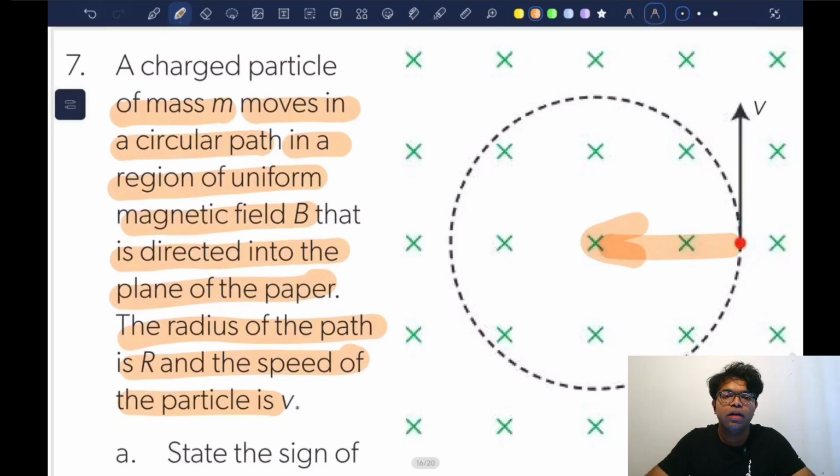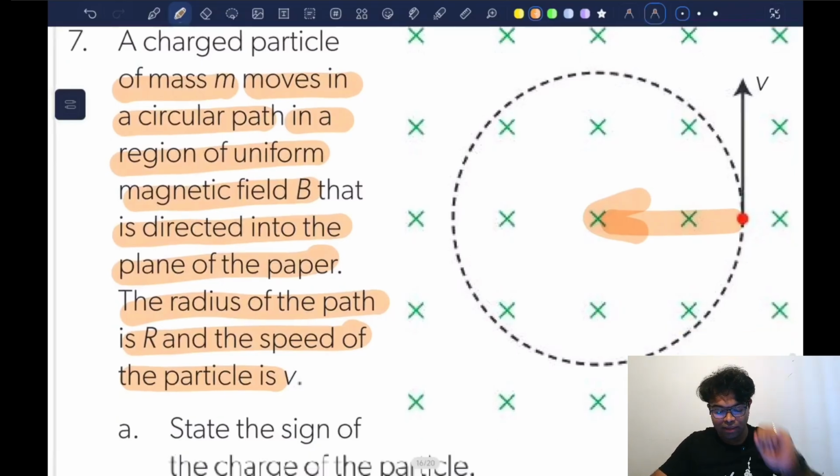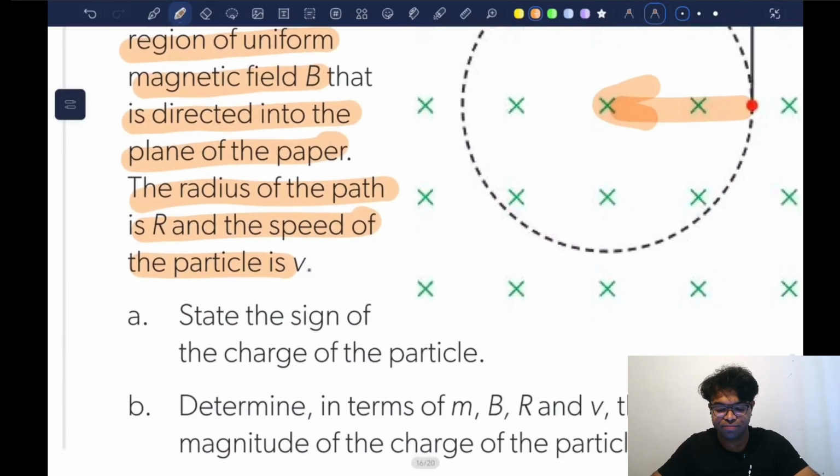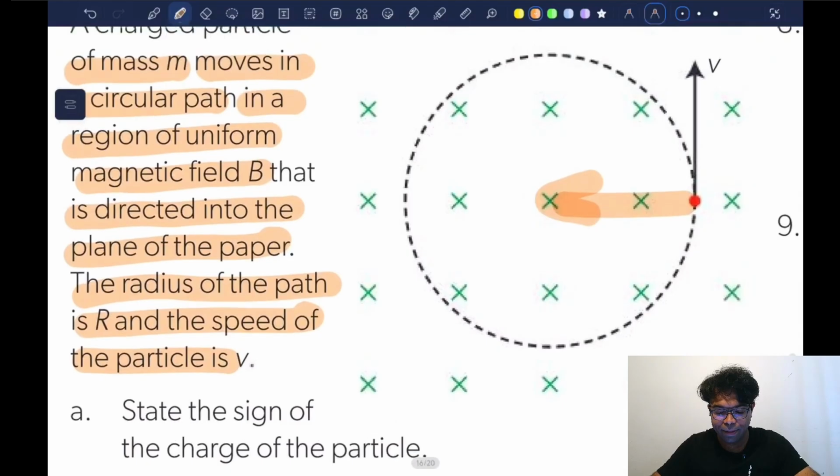Understood? So, the first answer is this. State the sign of the charged particle. The charged particle is positive. Clear? Because see, the velocity is in this direction. So the charged particle has to be positive because the charged particle has to rotate in the anti-clockwise direction for our situation to resolve. Clear?